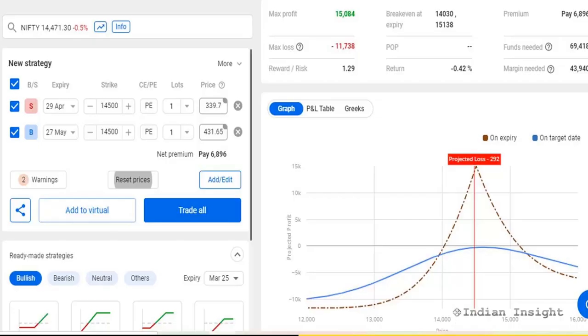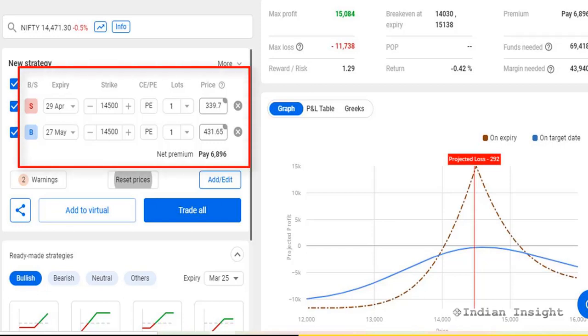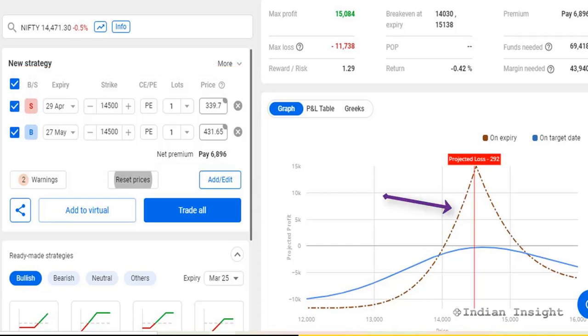Now let's look at the payoff diagram for calendar spread. Here we have sold the 14,500 put for April expiry, while we have bought the 14,500 put for May expiry. Now the dashed line here shows the payoff for this trade as the expiry nears for the April month option. Here you see that the payoff will be maximum if Nifty is close to 14,500, which is also the strike price for both options. Your trade would remain somewhat profitable if the prices stay between the 14,000 to 15,000 range.